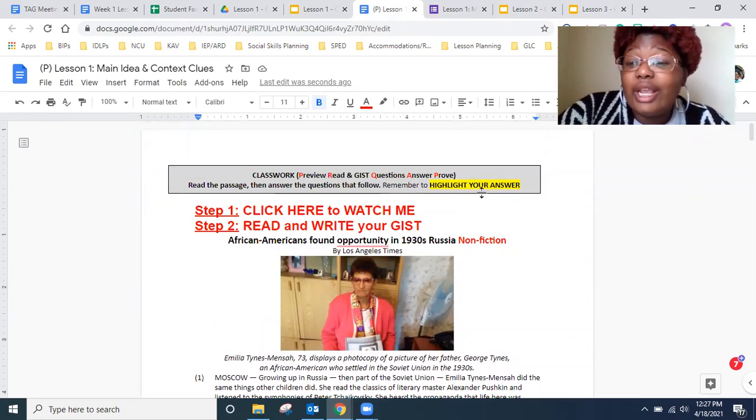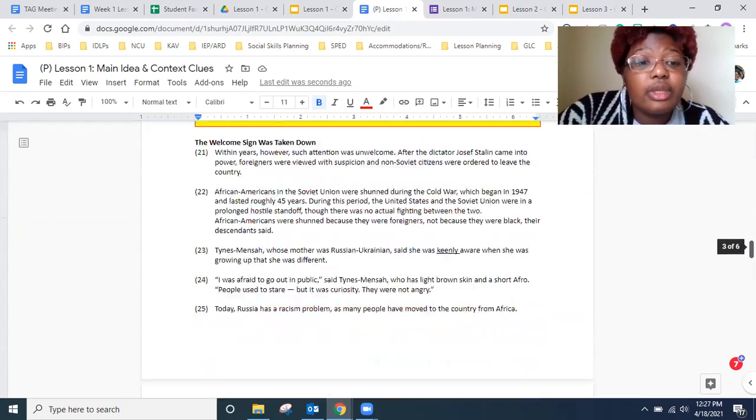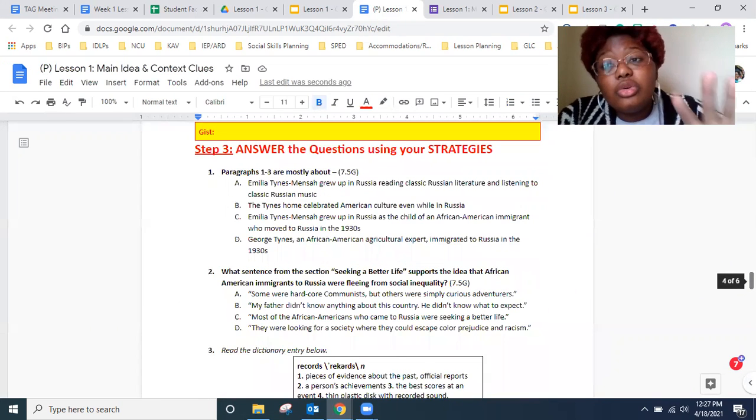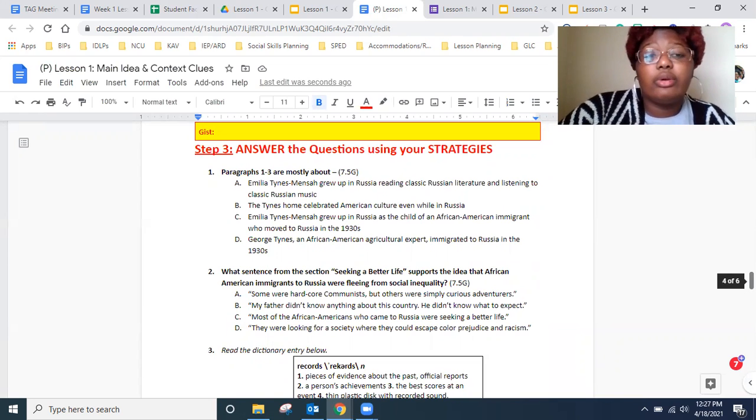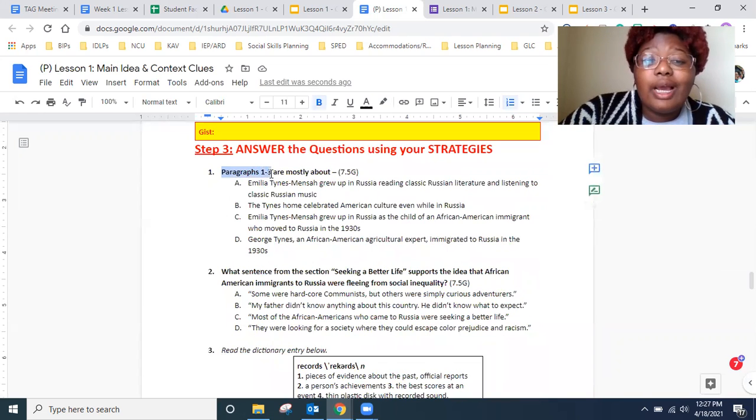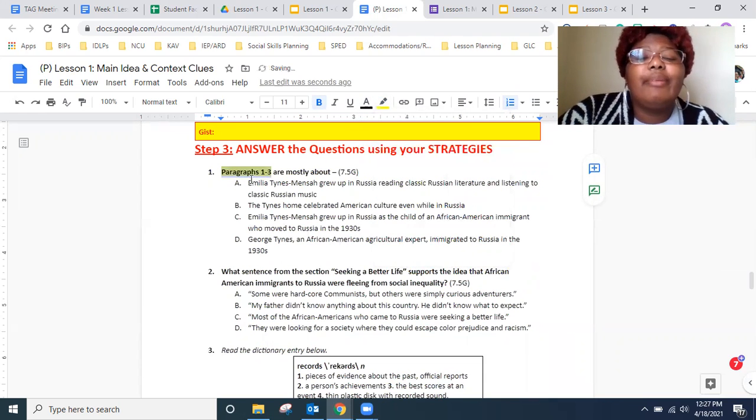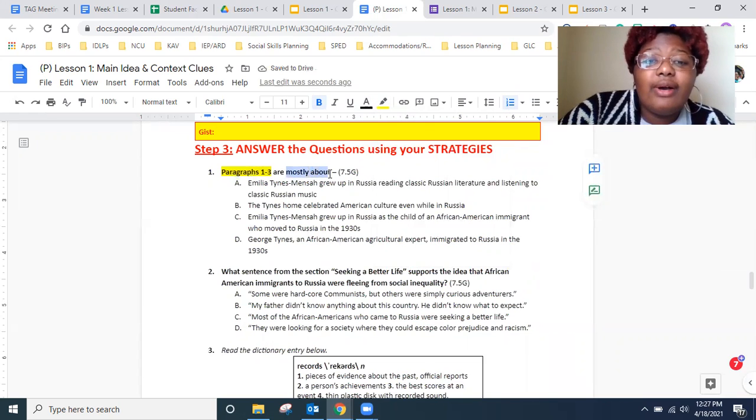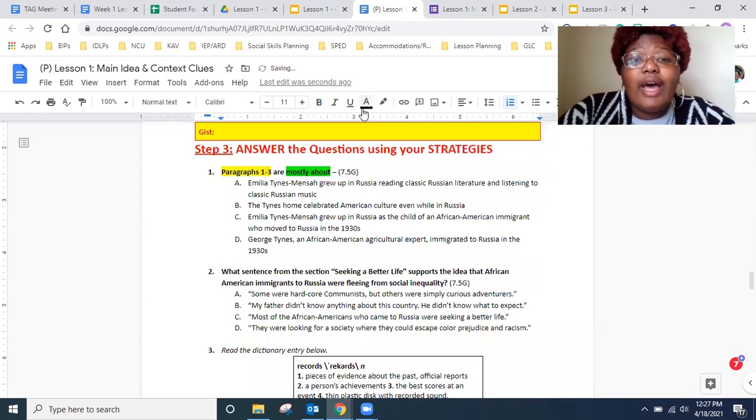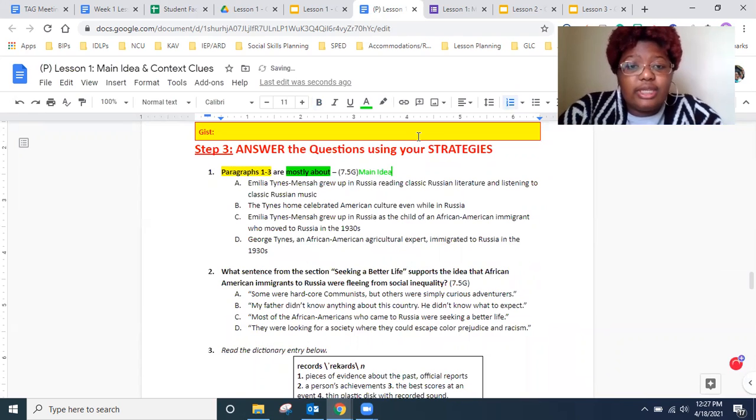Now I need to go down and analyze my question. We are focused on question 1 and 3. We're going to do those together. You will analyze the other questions and answer them on your own. Question 1 says paragraphs 1 and 3 are mostly about. I'm going to highlight 1 and 3 because that tells me my focus. So I'm going to use the highlighting tool and highlight paragraphs 1 and 3. Mostly about, I'm going to highlight that too because that's a key in my question that tells me that I am looking for the main idea of the text.